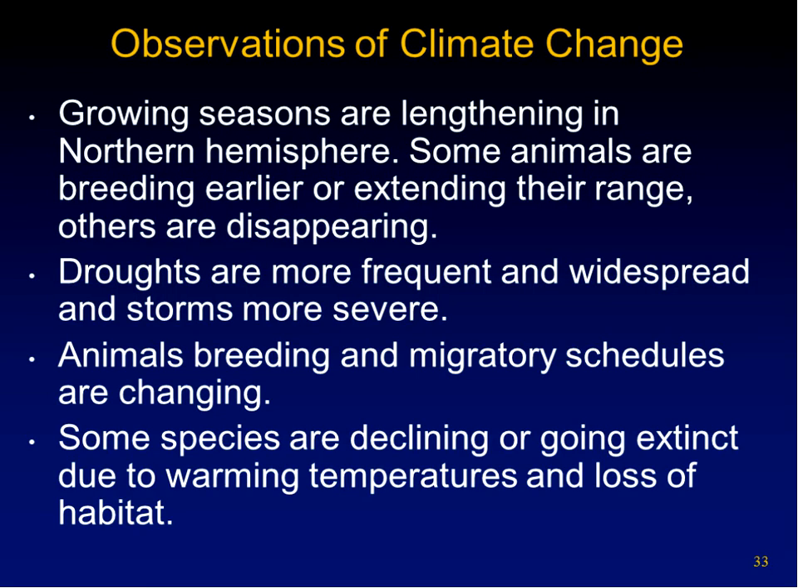Animal breeding and migratory schedules are changing. Some of these changes may hurt these species. Some species are declining or going extinct due to warming temperatures and loss of habitat. The polar bear and the penguins are specific examples.